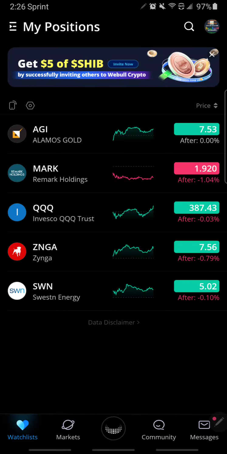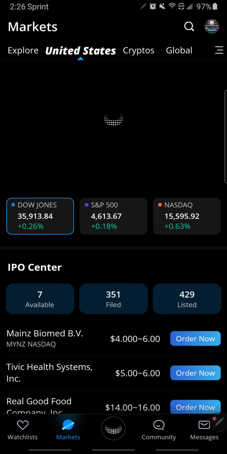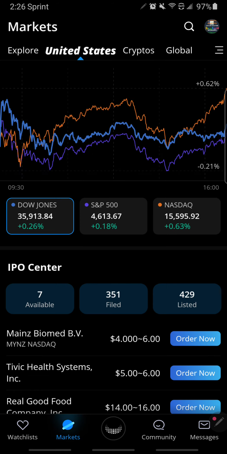How do you trade Shibu on Webull? So this is my Webull app. I'm going to show you step by step how I'm going to buy Shibu crypto here. So you select markets when you launch your Webull app, and then you select crypto.